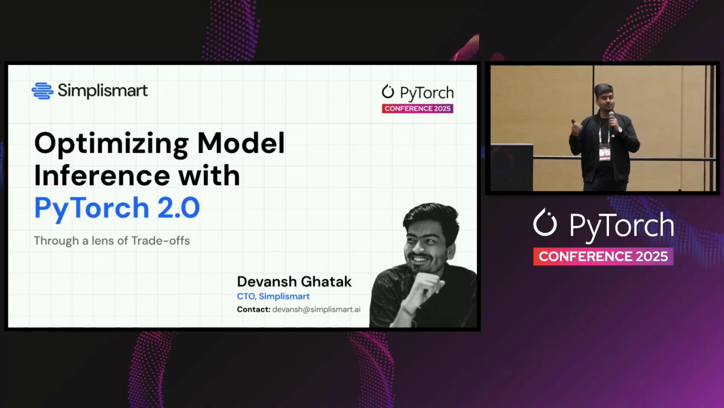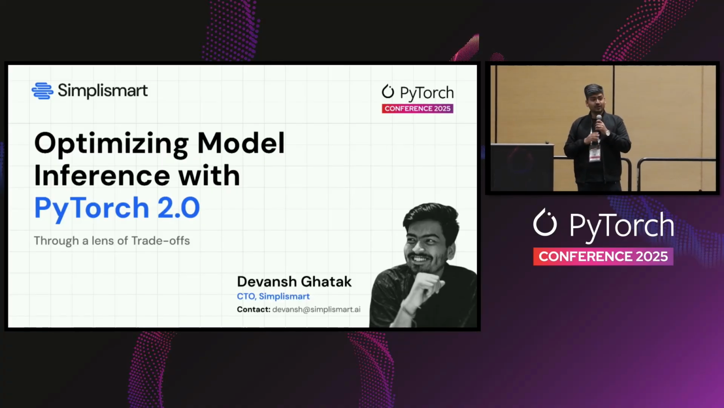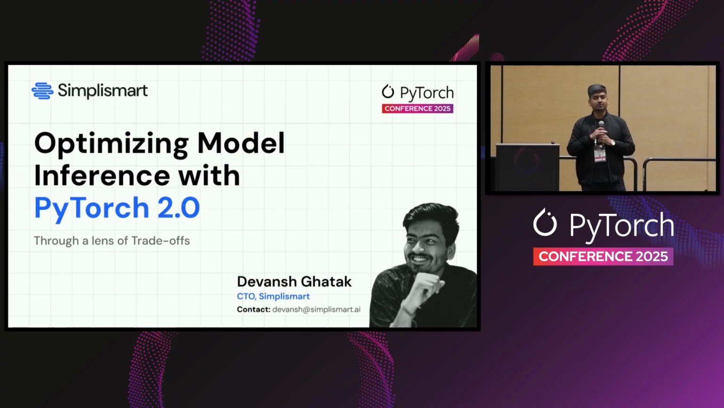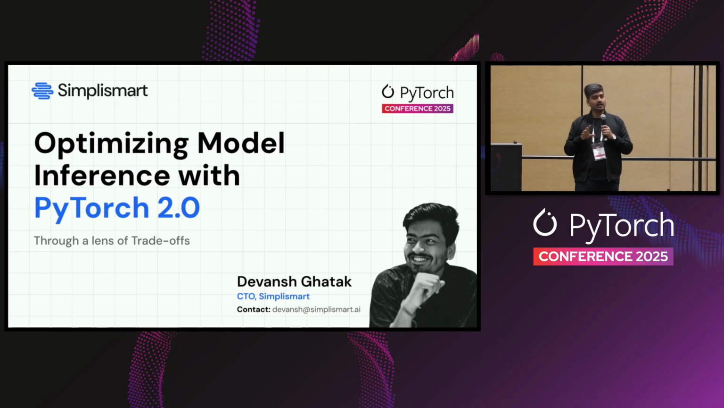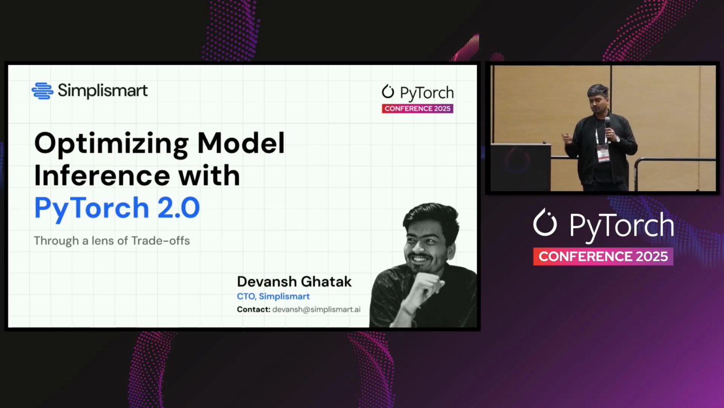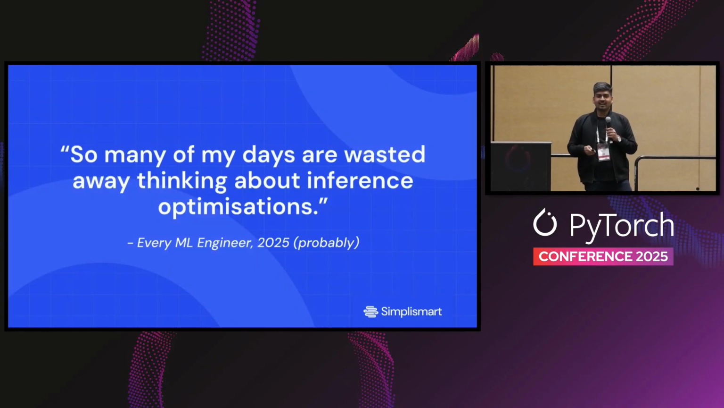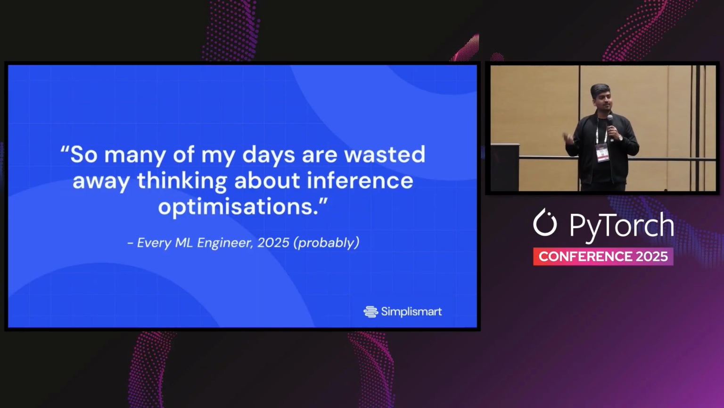I'm Devansh from Simply Smart, and today we're going to talk about model optimizations using PyTorch on cloud. So if you looked at the app and thought this was Edge, I'm sorry to disappoint you, this is not. We're talking about cloud today. At Simply Smart, we are an end-to-end MLOps platform, primarily focusing on inference. So as you can imagine, I spend my days thinking about inference optimization more often than not.